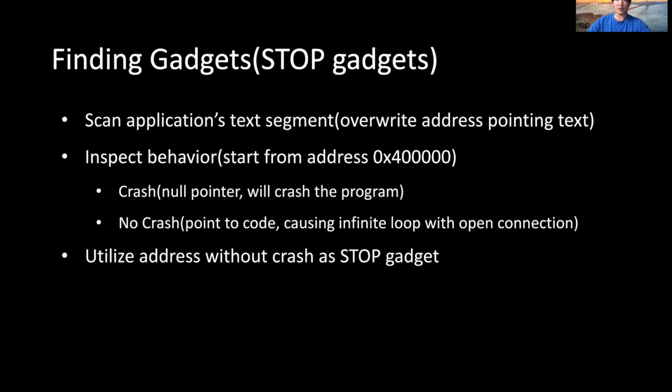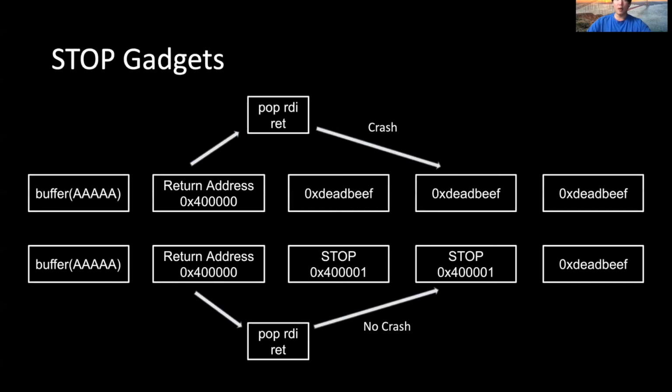We're going to use the address without a crash as a stop gadget. We need to use stop gadgets because even if we find a useful gadget, as we return to the next word in the stack, it will crash. Thus, we put the stop gadgets in the stack upon finding useful gadgets. The top stack will crash as it returns to a null address. The bottom stack shows the implementation with stop gadgets. Upon returning to the stack, it will not crash, meaning we found a useful gadget.